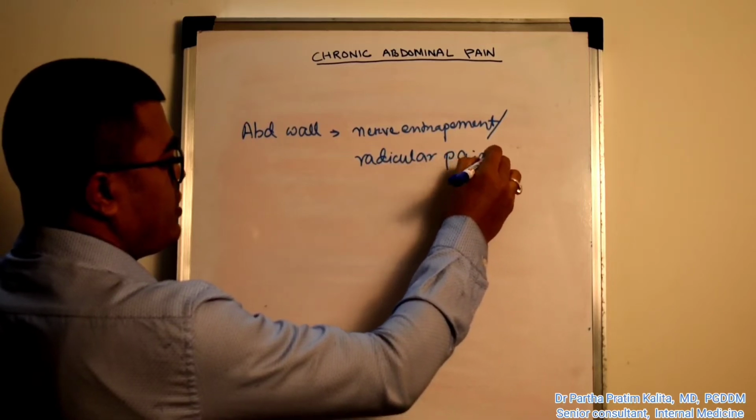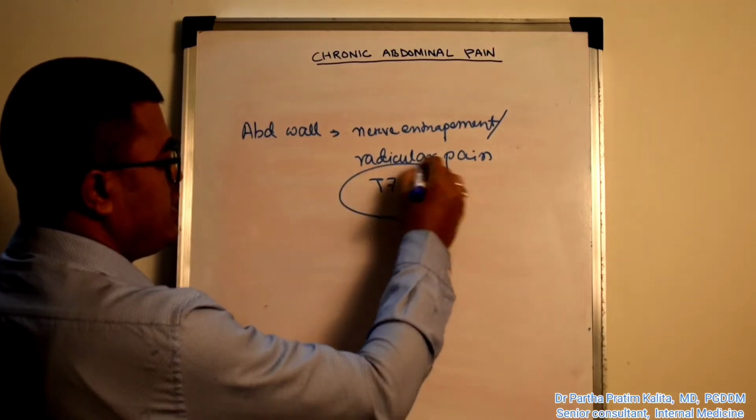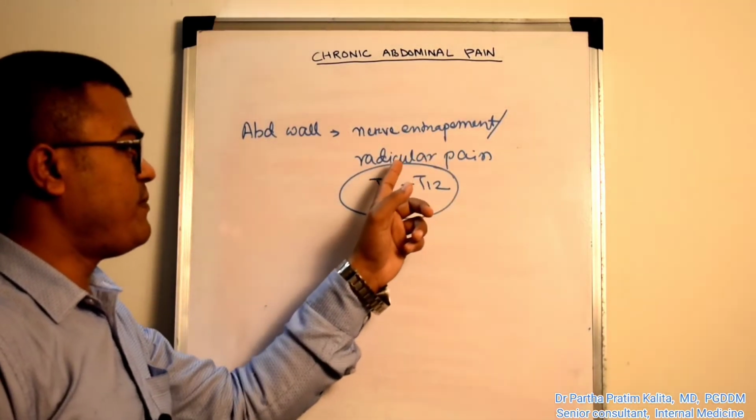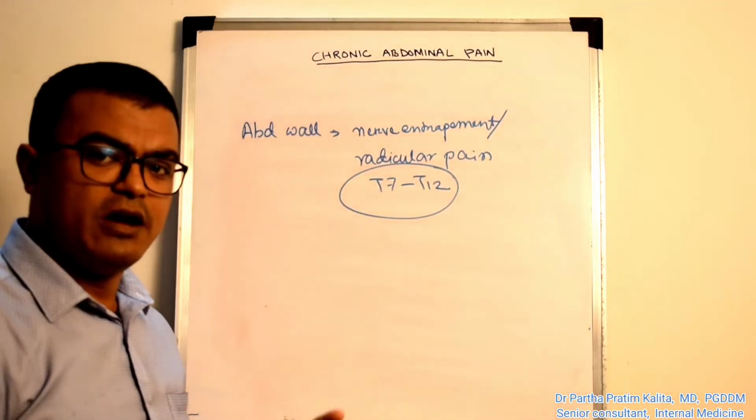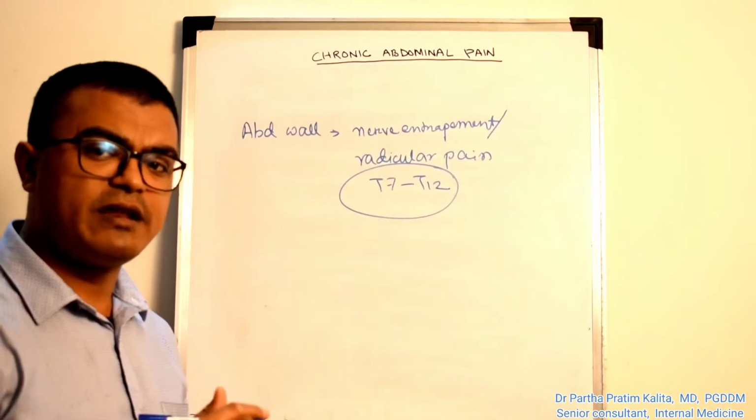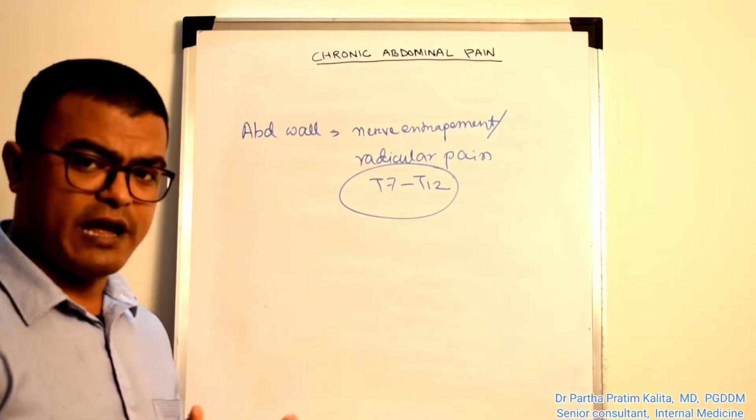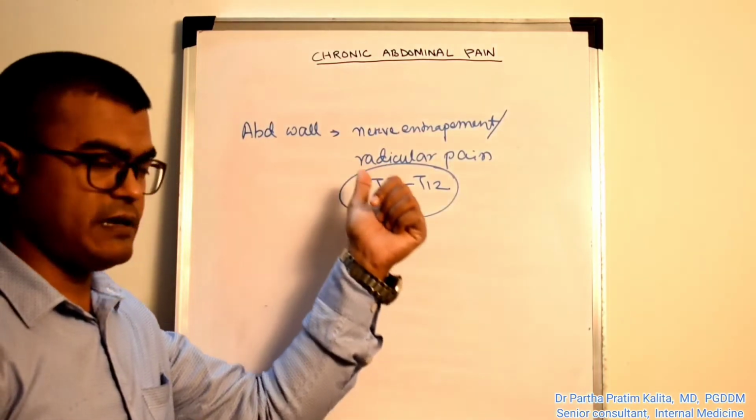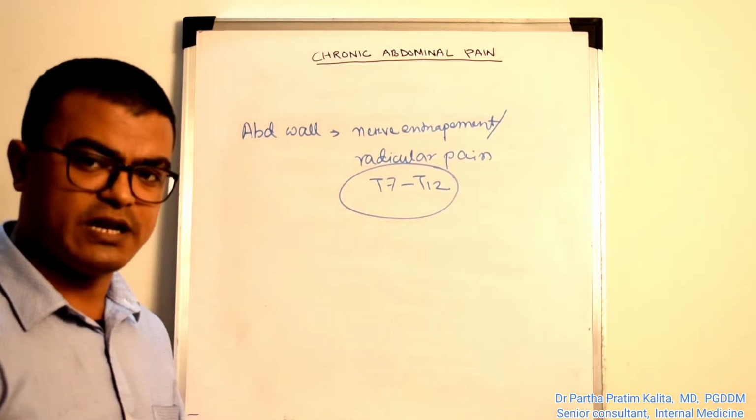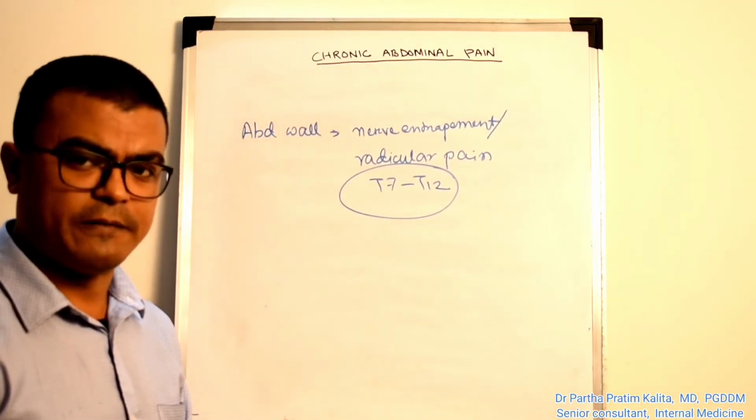Radicular pain originating from T7 to T12. So in these spinal segments, any kind of nerve entrapment can cause radicular pain, which can refer to the abdomen, and ultimately it can lead to chronic abdominal pain. Many times it is seen that the pain is in the abdominal wall, but by thinking that it is coming from the viscera, most of the investigations are unnecessarily done.